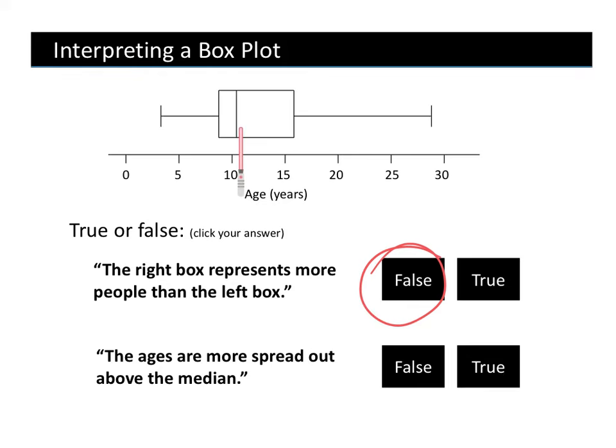And then for the second one, the ages are more spread out above the median. Well, if I look at the median here, it is 10. From 10 to 28 is above the median. And then here I have from 10 to about 3. So the ages are more spread out above the median, which is true.